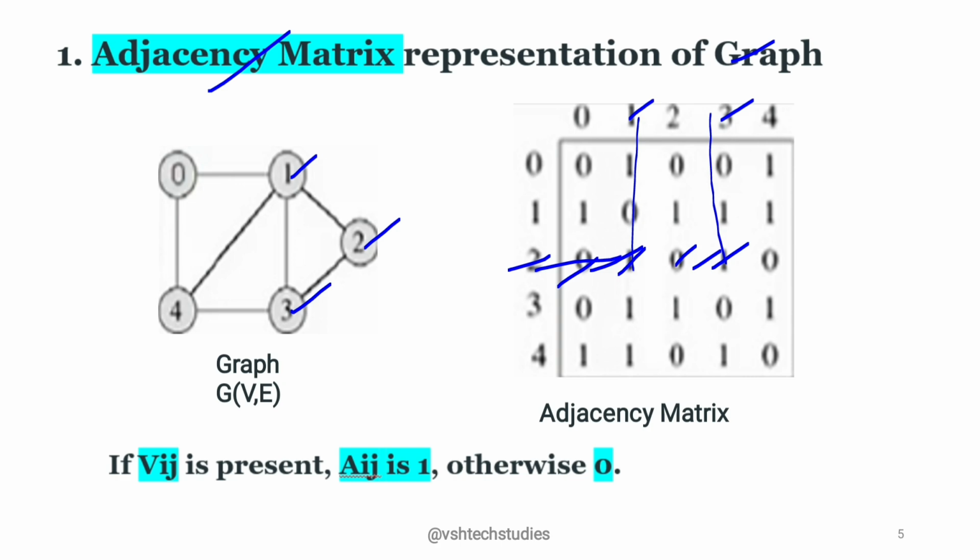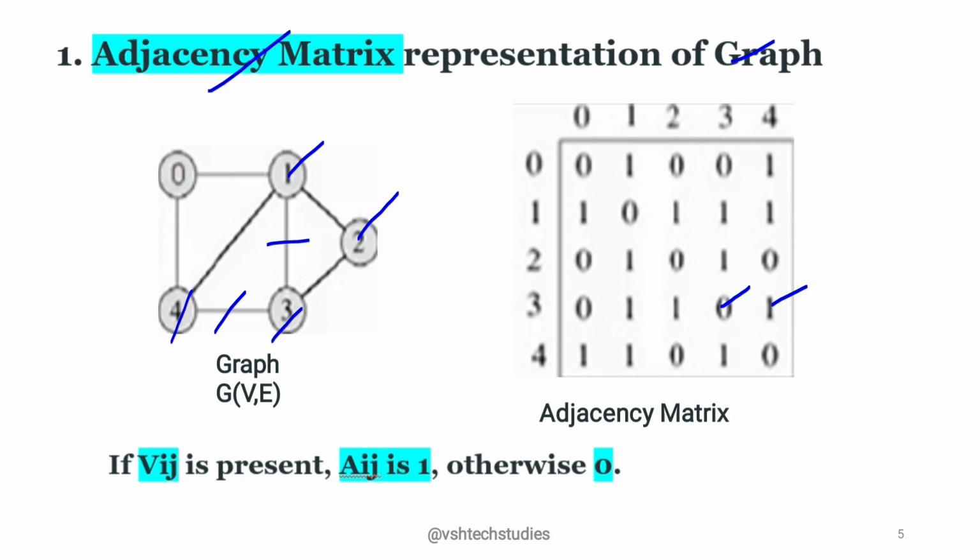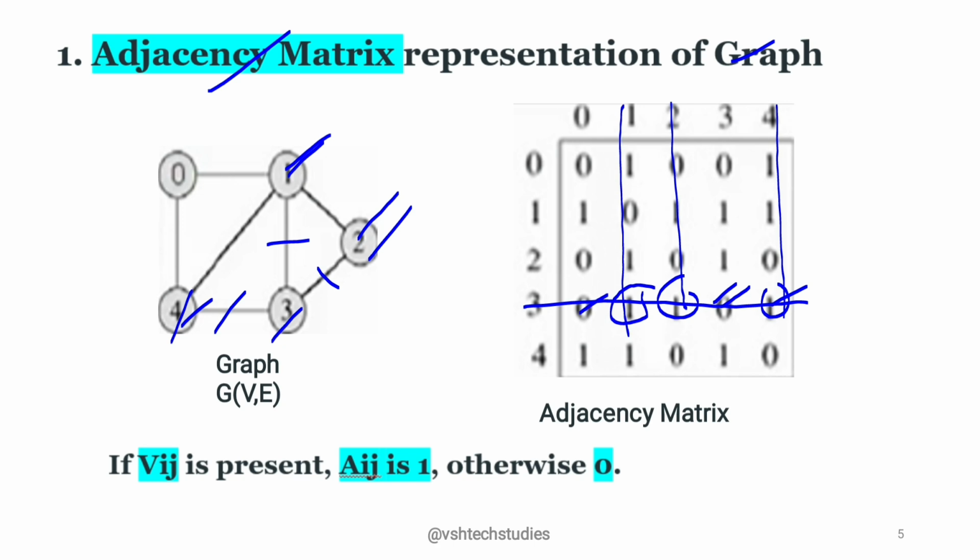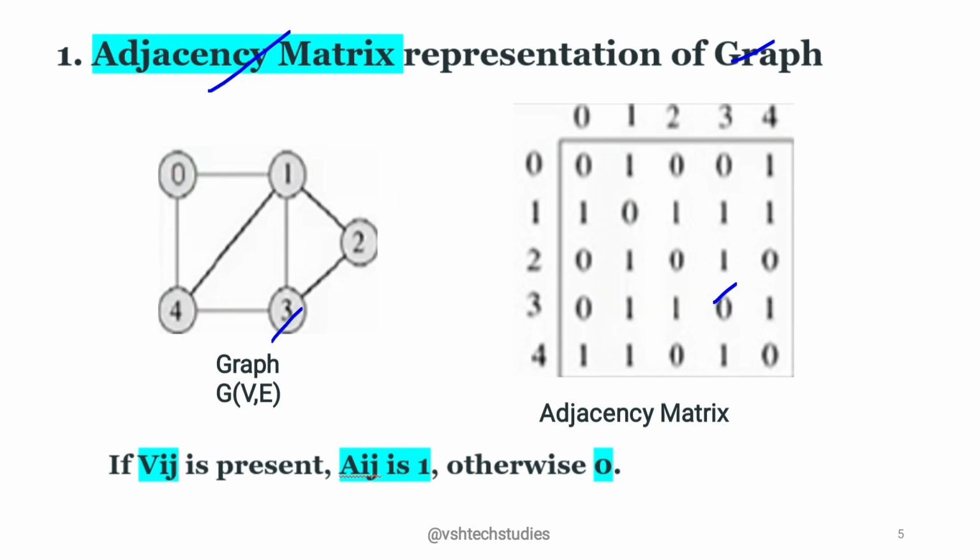The remaining are 0. For 3, the adjacent nodes are 1, 2, 4 because they are connected through edges. So for 3, this 1, then 2, then 4. Only there 1 is filled. Remaining zeros are filled. And lastly for vertex 4, it is connected to 3, 1, 0. So hence 3, 1, 0 are adjacent nodes for 4.